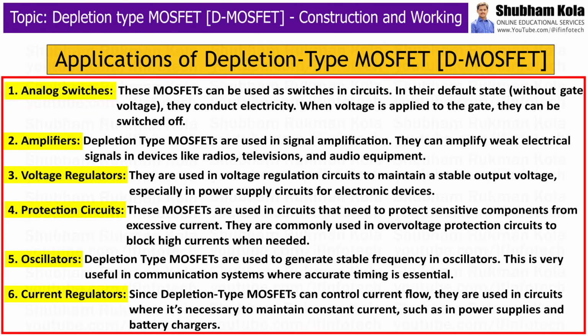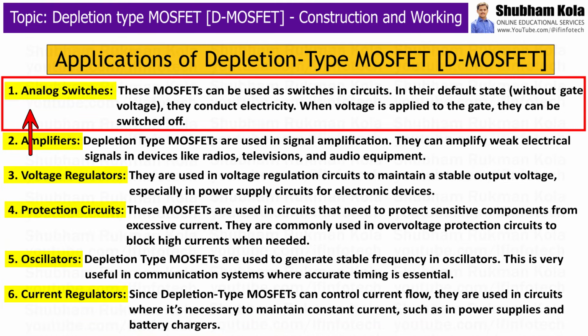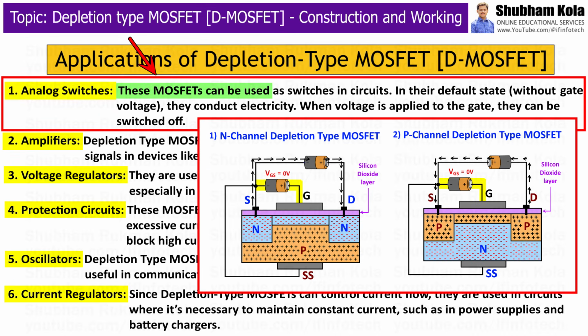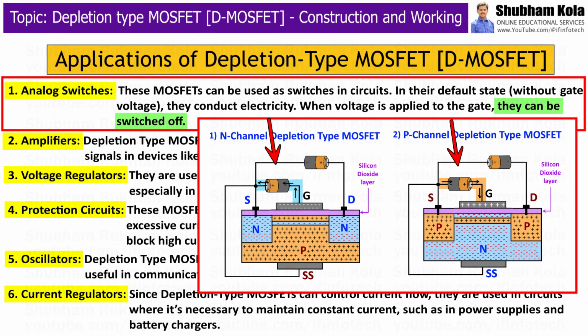Now that we have understood the construction and working of depletion type MOSFETs, let's look at some of its applications. First is analog switches. These MOSFETs can be used as switches in circuits. In their default state, without gate voltage, they conduct electricity. When voltage is applied to the gate, they can be switched off.